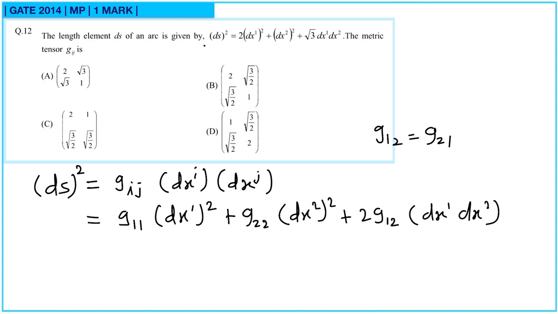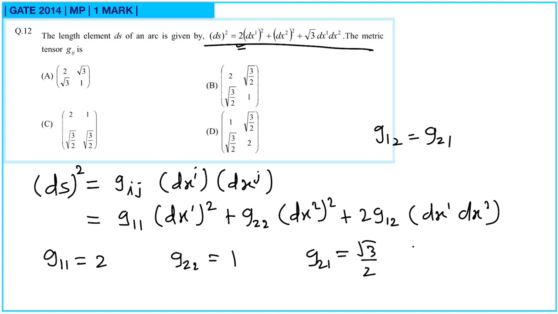So by comparison, G11 is equal to 2. Then G22 is equal to 1. And then G21, this is root 3, right? So this will be root 3 by 2. And G12 will be root 3 by 2. So the diagonal elements will be 2, 1. So here we are getting 2, 1 and 2, 1, divided by 2. But in the option, root 3 by 2 should be there. So option B is the closest one.